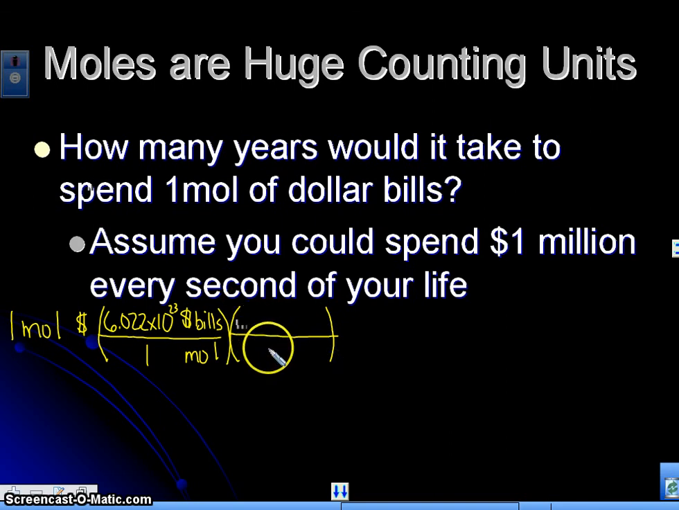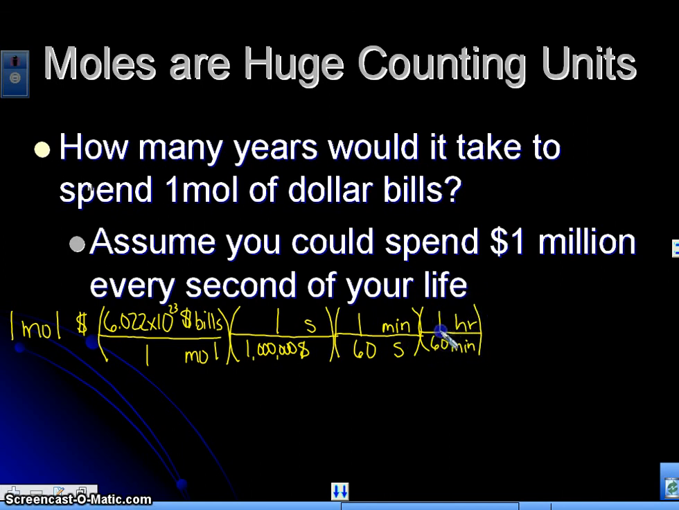And then we could spend $1 million per second, so dollars needs to go on the bottom to cancel out, seconds on top, and that would be $1 million in 1 second. And then we need to go ahead and convert seconds to years. So again, remember, set up your factor, seconds on the bottom, let's go to minutes on top. So 60 seconds in 1 minute. Does this seem like unit 1 again? And then we want to go from minutes to hours. So 60 minutes in 1 hour.